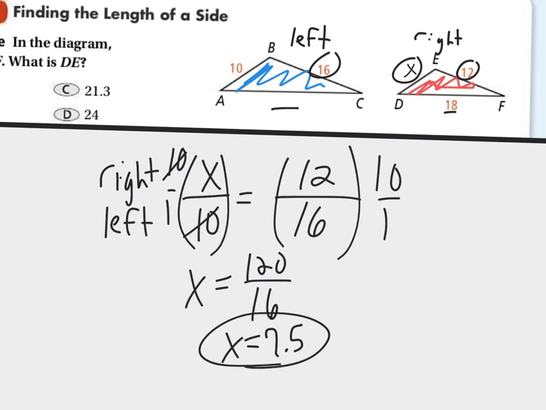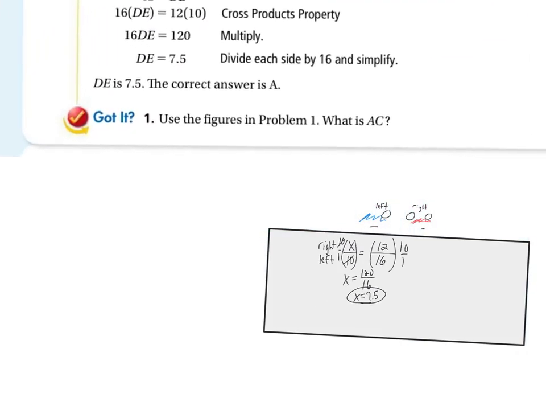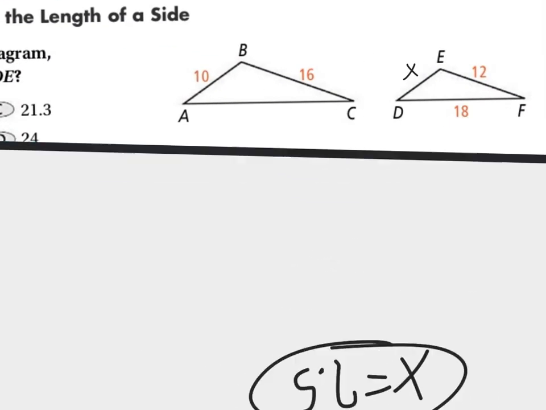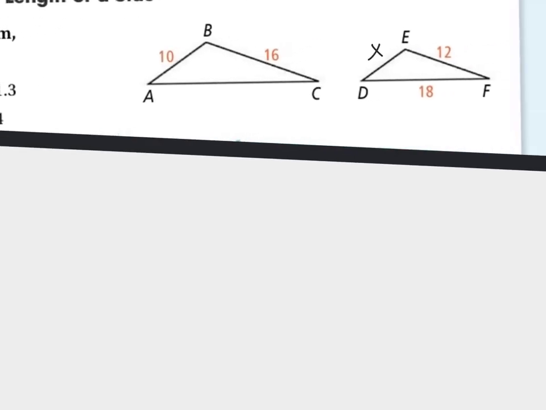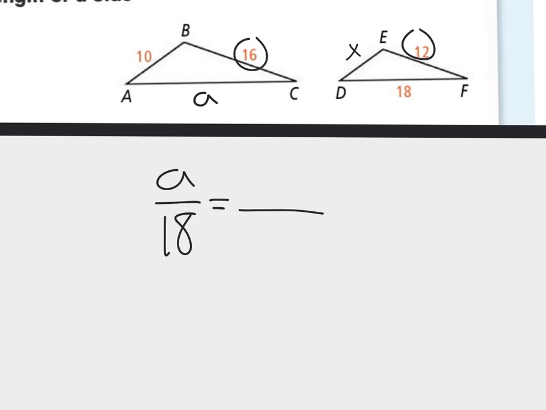So same idea if you look at the got it 1. The got it 1, they want us to find what AC is. So it's the same idea. AC is at the bottom here. I'll just call it A, I guess. So the A matches up with, on the other triangle, 18. And then let's go back to what we know was this set here. So A matches up with 18, just like 16 matches up with 12.